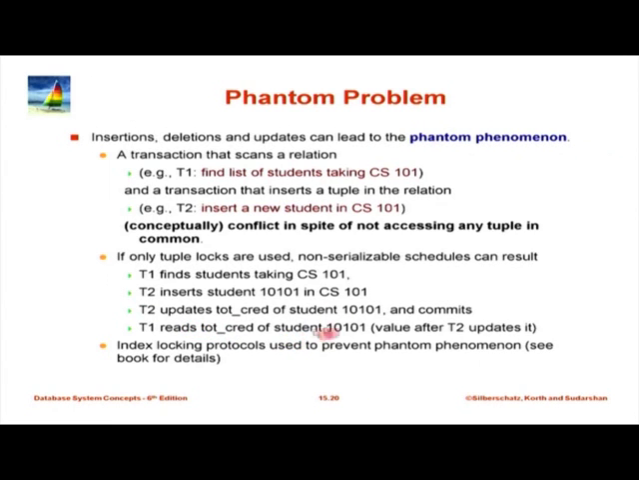So T1 will see that value. Now something very strange has happened. T1 has seen one of the updates of T2, namely the update of the total credits, but it has not seen the insert which T2 did of this new record. Now clearly this violates serializability. We have a problem. Let me emphasize this once again, in case you didn't understand it. Let me use the whiteboard.